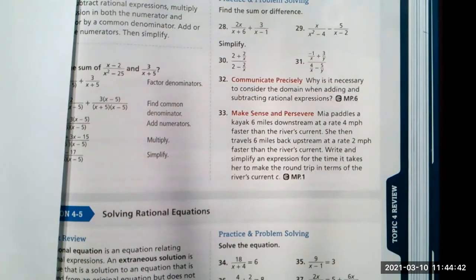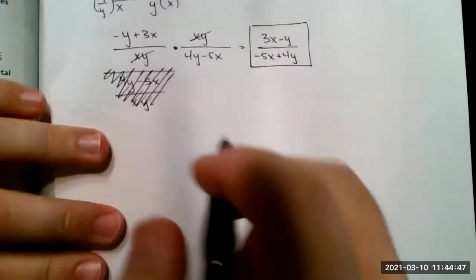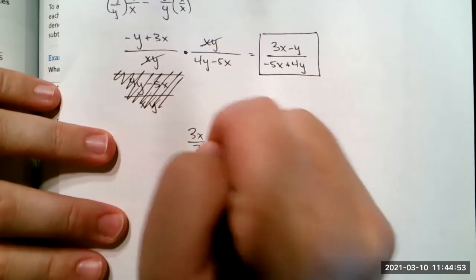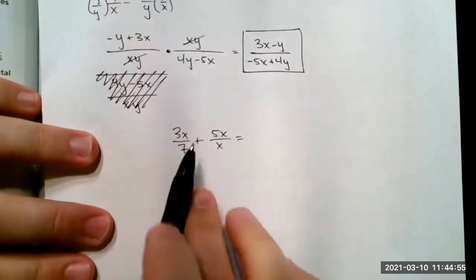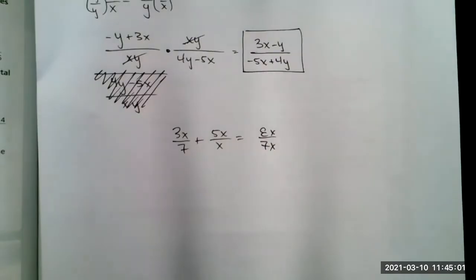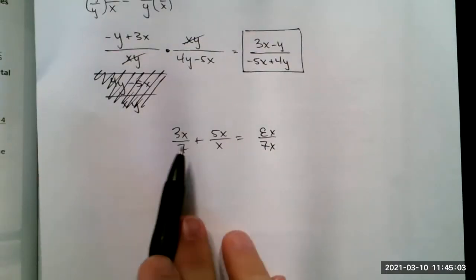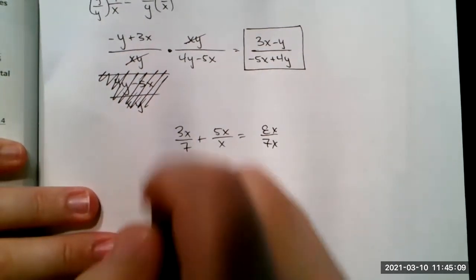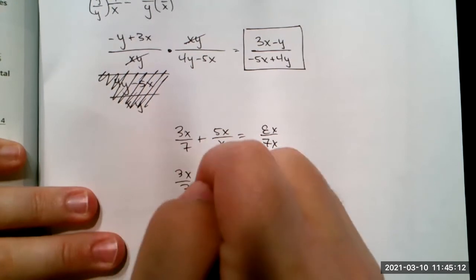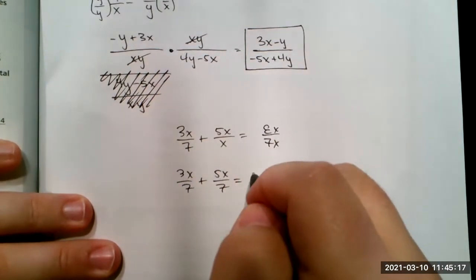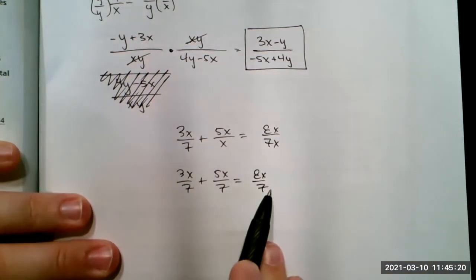I think what I was about to say was just keep in mind when you're adding and subtracting fractions, I can't do something like this. If I have like 3x over 7 plus 5x over x, I can't just straight up add these together. So that's not 8x over 7x, right? They have to have common denominators. So these denominators have to be the same before I can add the numerators. And then also keep in mind, once my denominators are the same, then all I'm technically doing is adding the numerators. 3x plus 5x is 8x, and it's still over 7.